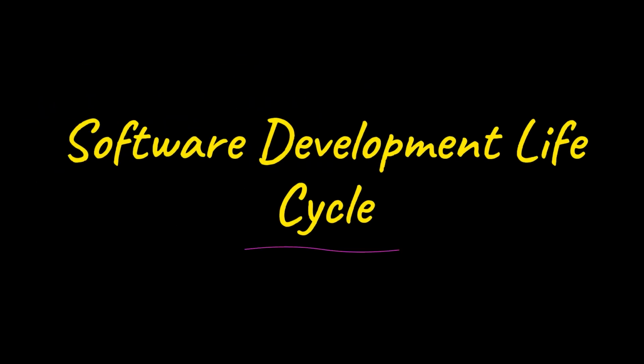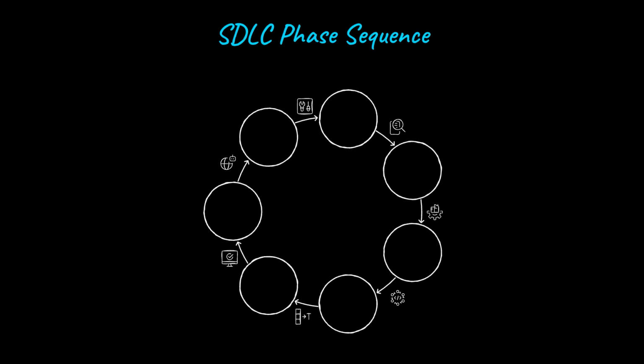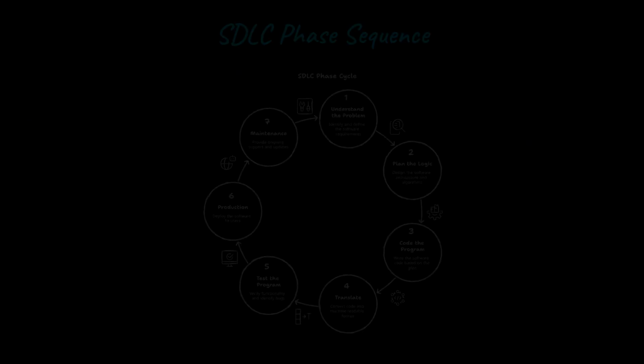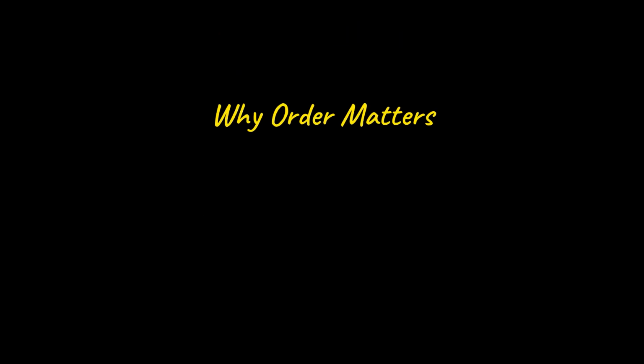The software development life cycle is the ordered sequence of phases every software project moves through from first idea to long-term maintenance. The order is deliberate. Each phase depends on the one before it. The cycle moves from understanding the problem and planning the logic through coding and translation into testing, then production, and finally ongoing maintenance. Translation comes before testing, and testing always comes before production. That ordering is the whole point. Skipping or reordering phases is exactly what the life cycle exists to prevent.